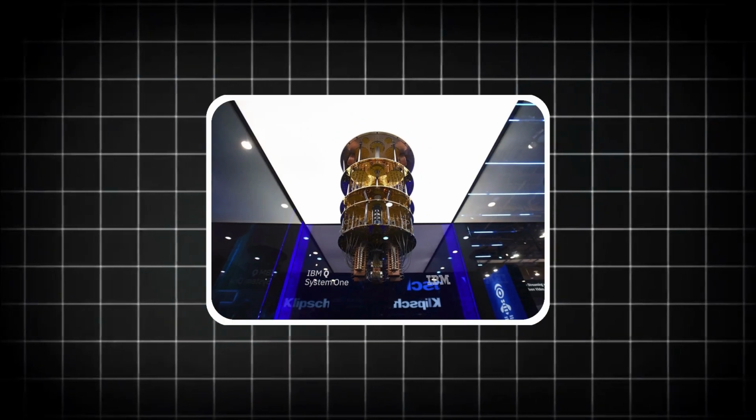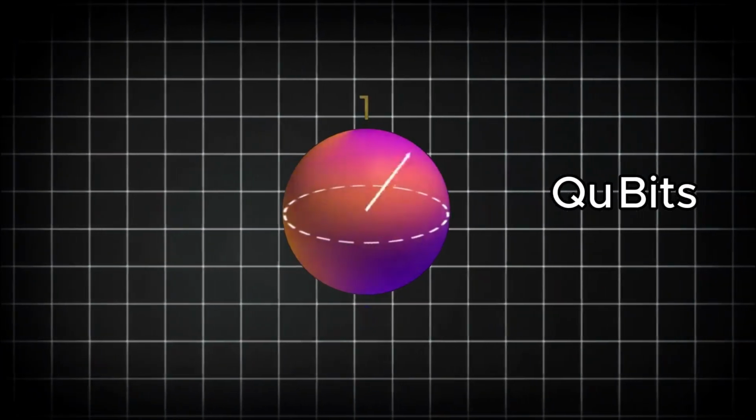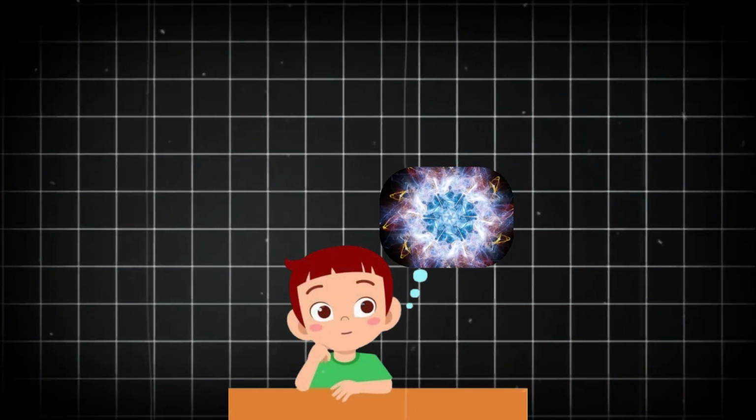Quantum computers use quantum bits called qubits, which can exhibit both 0 and 1 at the same time. But how? To understand this, we need to know about the principles that make atoms behave weirdly.